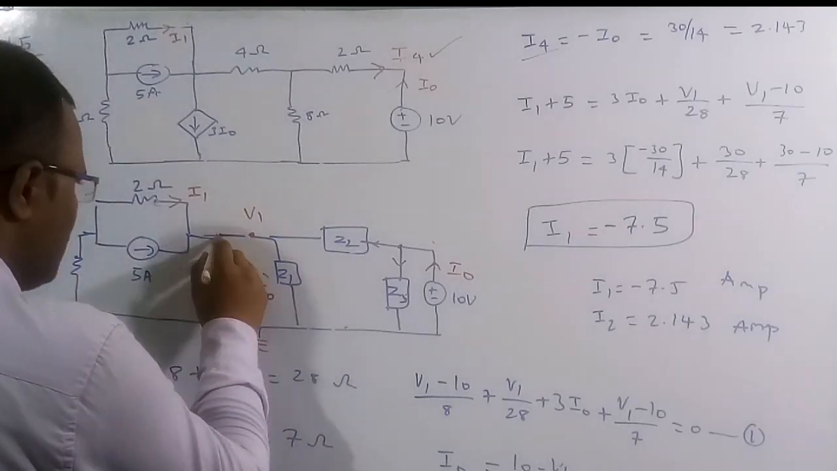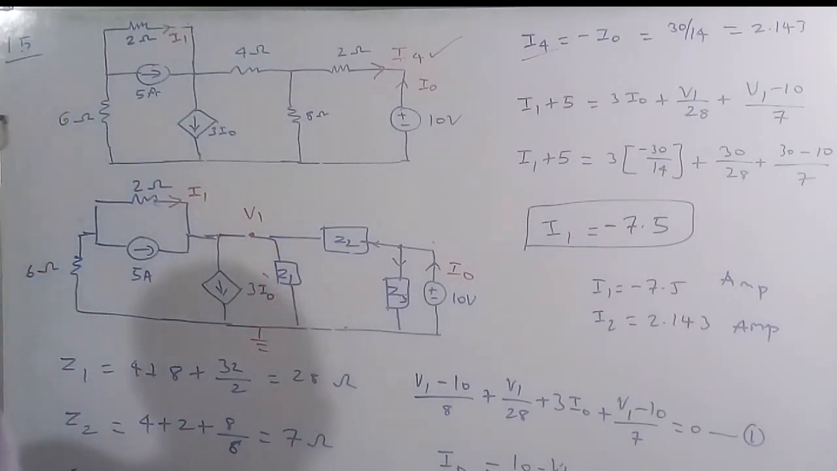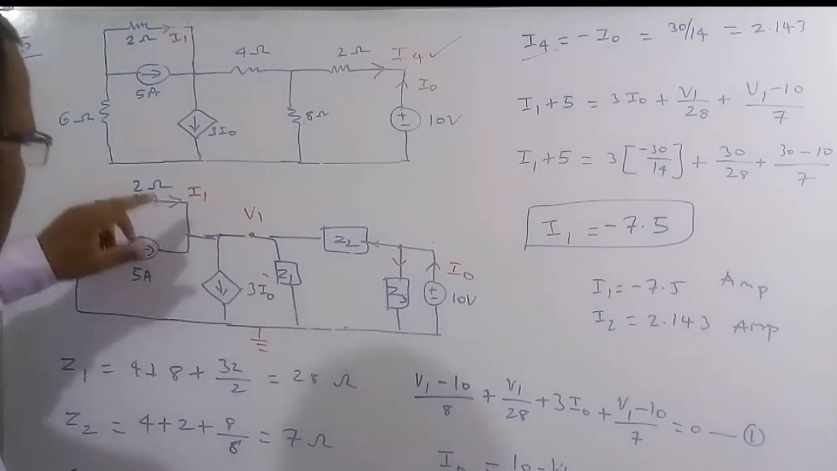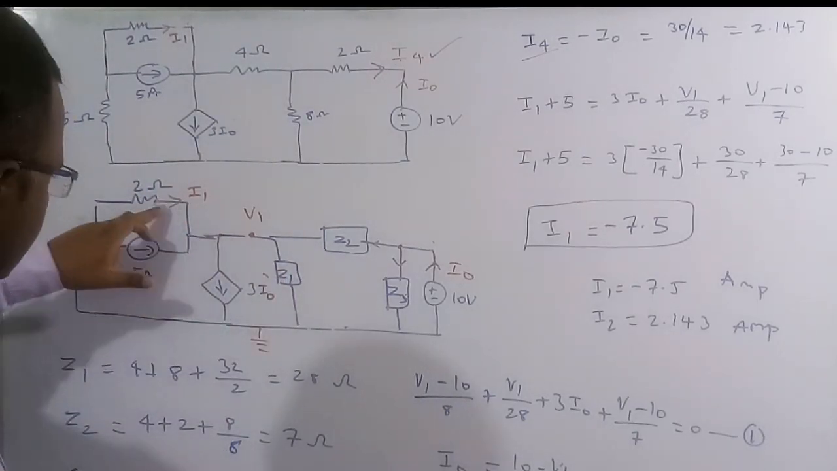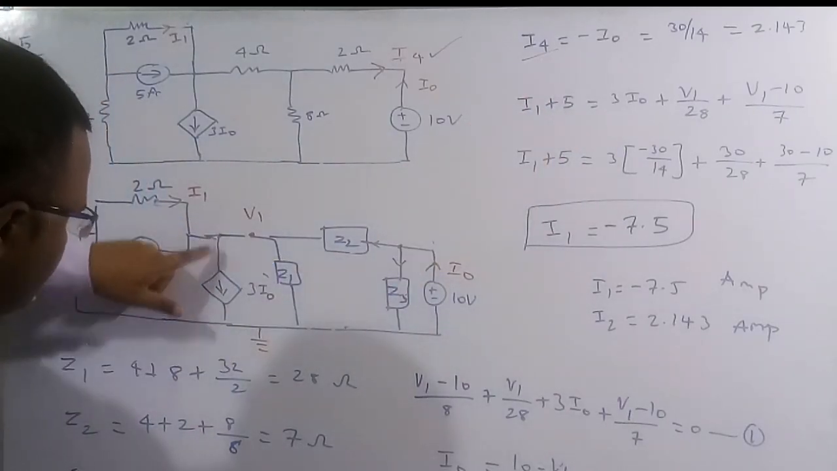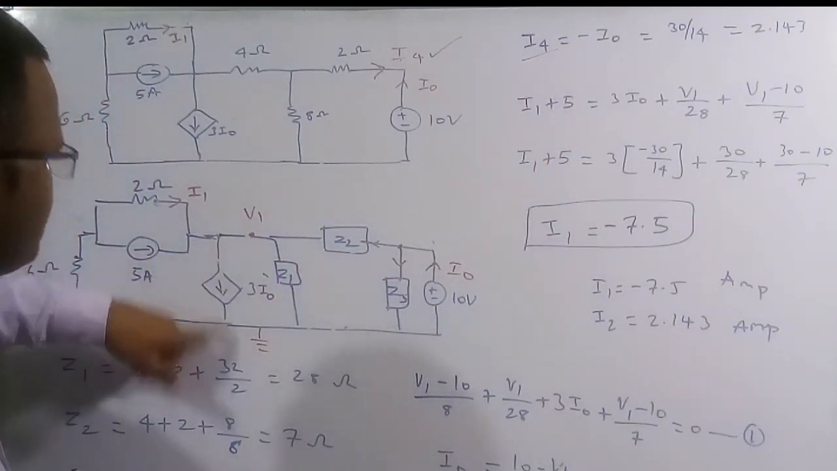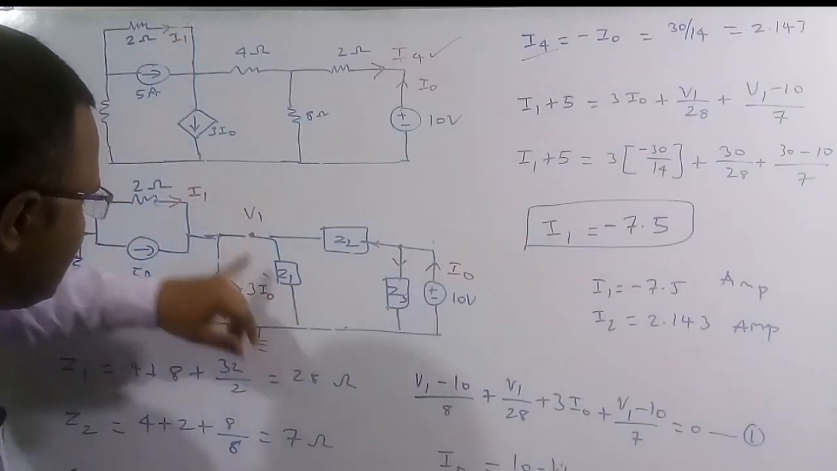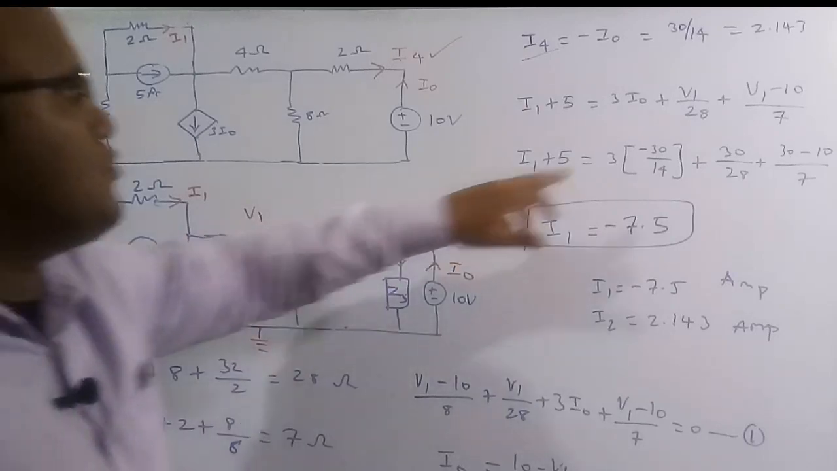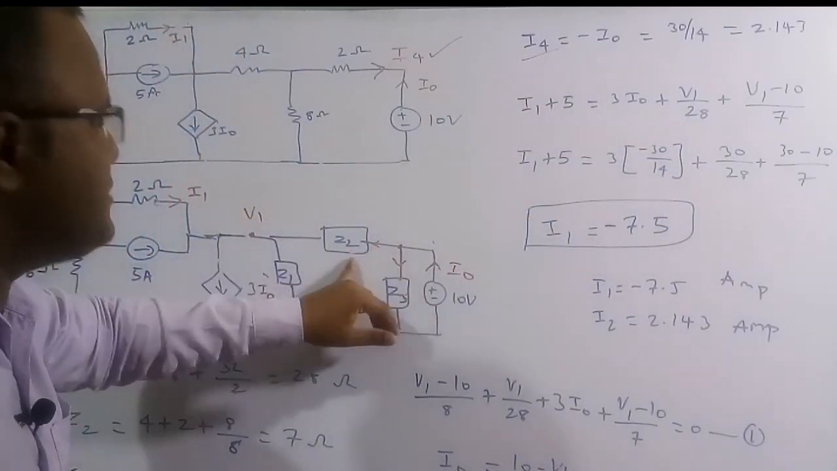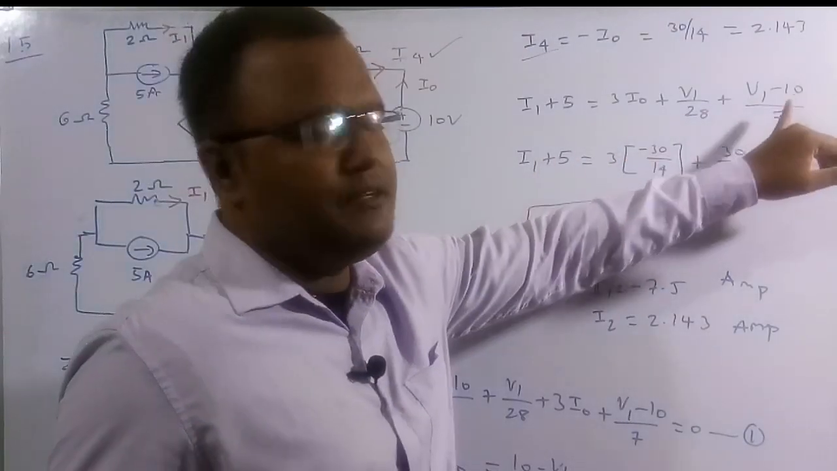So at this node I want to apply the KCL, so nodal analysis. The sum of incoming currents is equal to the sum of outgoing currents. Here at this node the incoming currents are I1 and 5. So I1 plus 5 is equal to the outgoing currents: V1, which is 3I0, so 3I0. And the outgoing current in this branch is V1 minus 0 by Z1, so V1 by Z1 is 28. And the current in this branch is V1 minus 10 by Z2, which is 7.